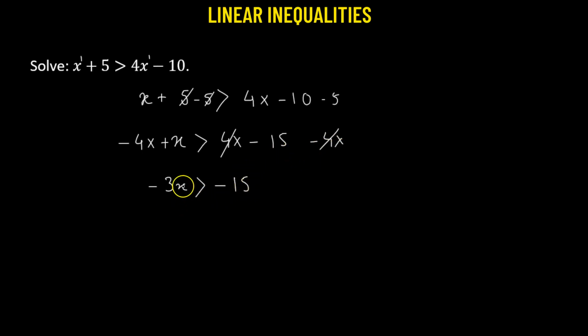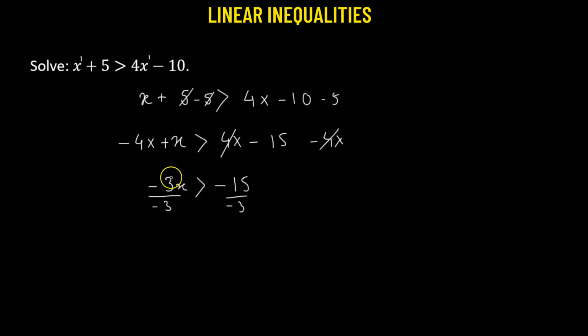In the next step, we want to isolate x on the left hand side. That means we want to get rid of the coefficient, which is negative 3, from the left hand side. All we have to do is divide both sides by negative 3. But we have to be very careful here. Whenever we're dividing by a negative number, the sign of the inequality flips.